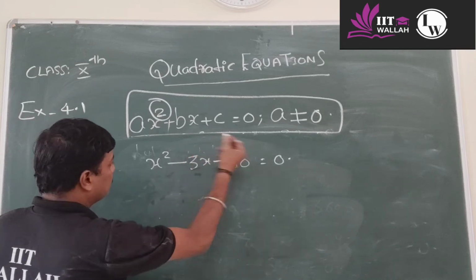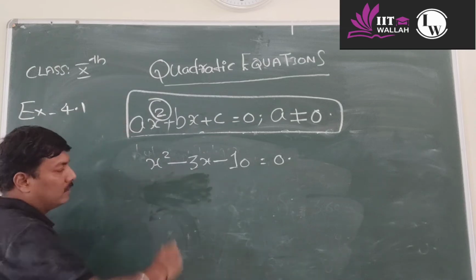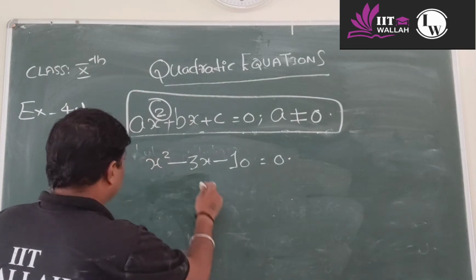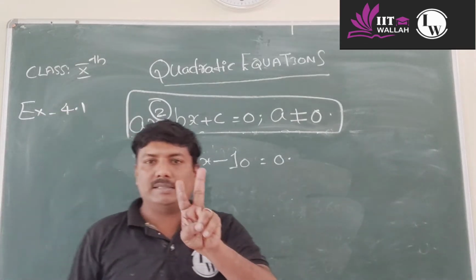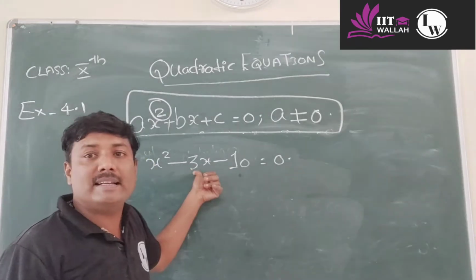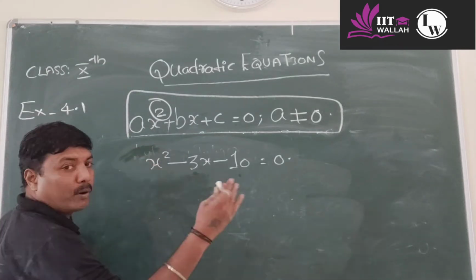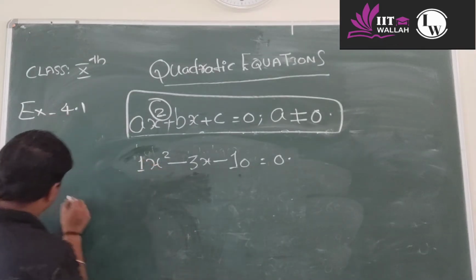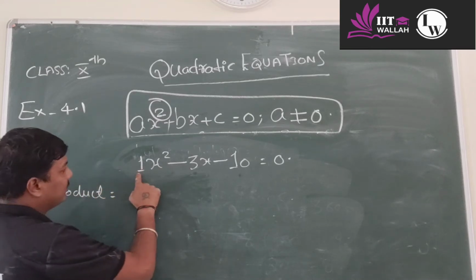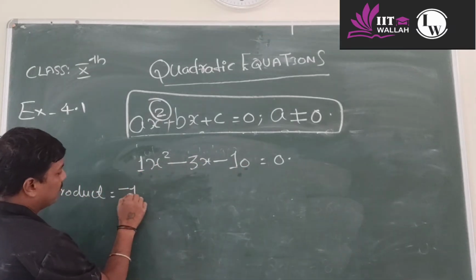That means, you see here. I will explain that very clearly. Listen very carefully. You think about two numbers whose product is minus 10 and sum is minus 3. Okay? Because this into this is the product. So 1 into minus 10 is minus 10.